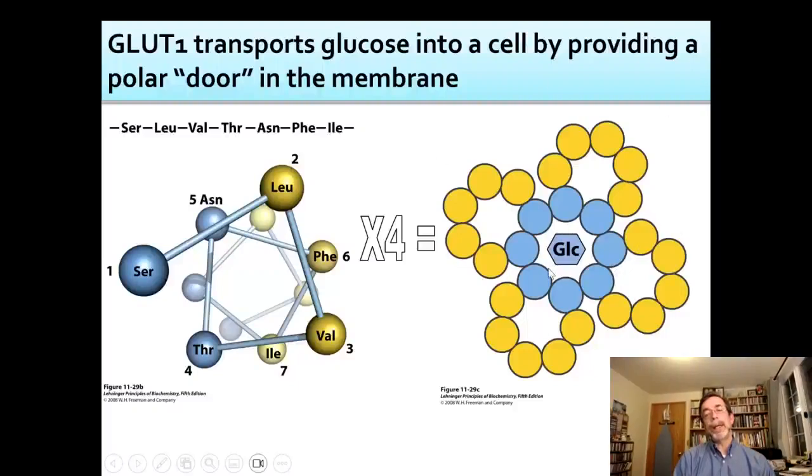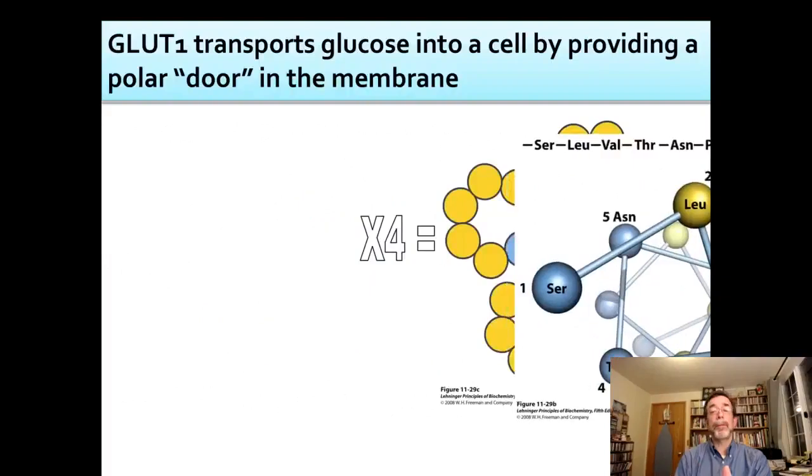This creates a polar pore that can bind glucose, and glucose is very happy to move through that hole in the membrane and to move inside. This is a simple way to make a transporter, and just see how easy it is. It also involves the helix wheel concept, which I want to review. You basically take 4 of these, stack them around each other, and you've got a glucose transporter.